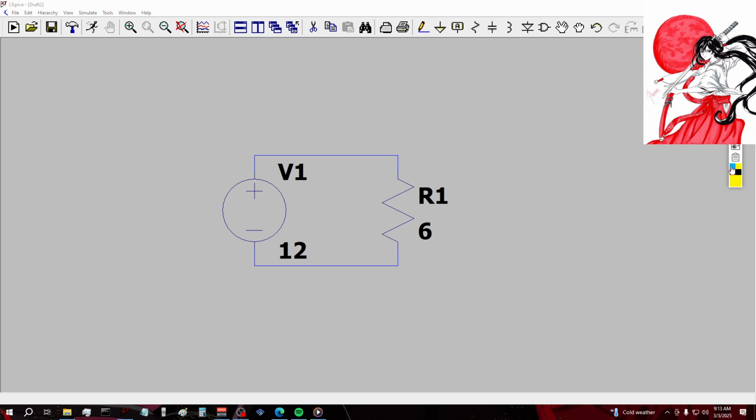Let me get a pen going here. Electricity will flow from here, from the negative terminal, all the way through the 6 ohm resistor, all the way over here, completing its circuit at the positive terminal of the battery, right? So now we figured that out, right?